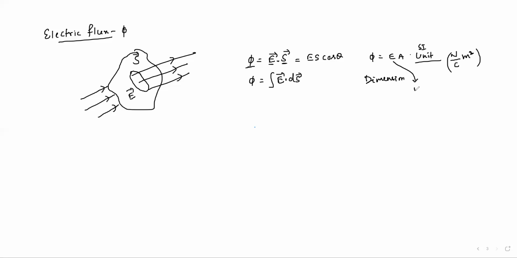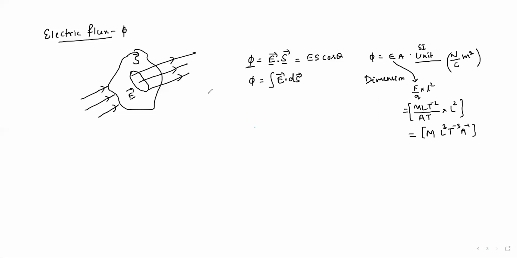How to find the dimension: electric field is F by Q and area you know is L square. F means MLT minus 2 and Q means IT, ampere into time. Into L square. So the dimension is M L cube T minus 3 A minus 1. Dimension may be asked many times. So this is about flux.